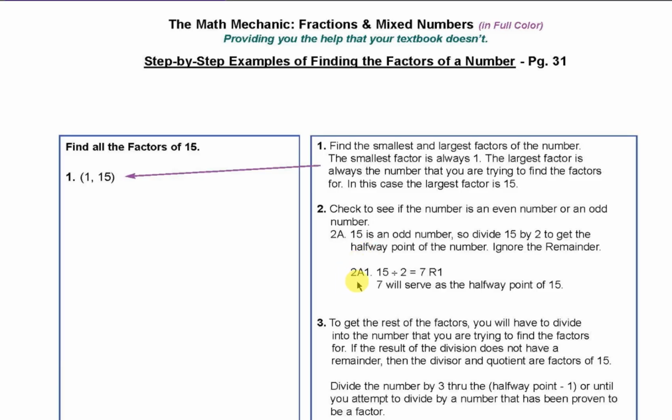So, step 2A1. Divide 15 by 2. 15 divided by 2 equals 7 with a remainder of 1. We are going to ignore the remainder. Therefore, 7 will serve as the halfway point of 15.